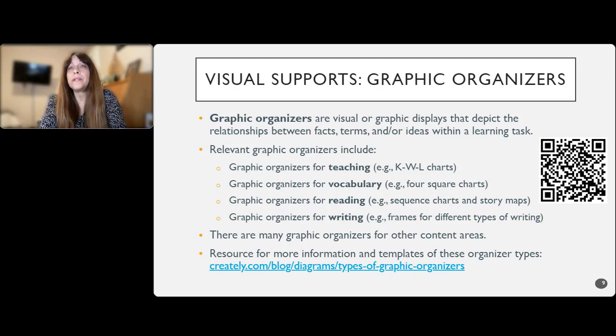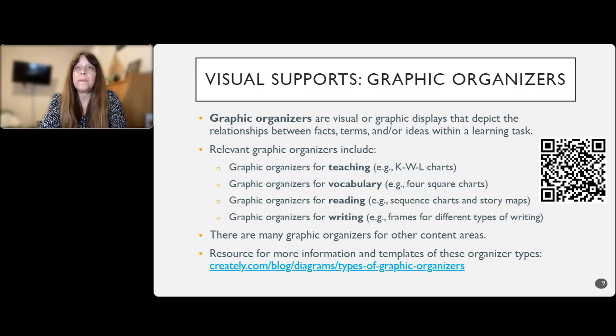Vocabulary graphic organizers can help students learn vocabulary by asking students for the following information about a word: the definition, a sentence that uses that word, a synonym or an antonym. Graphic organizers can also be used to support reading with sequence charts, and sequence charts can help students visualize the order or steps or process of a timeline or events.